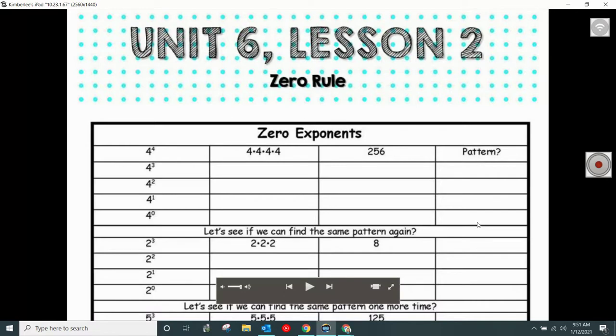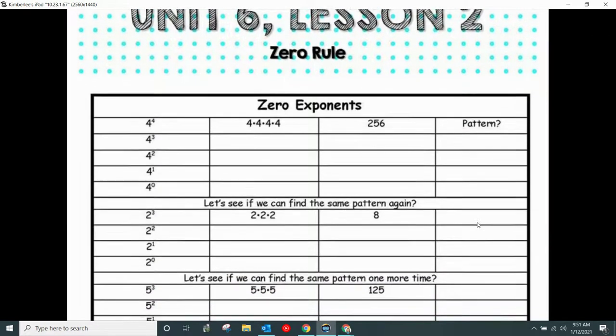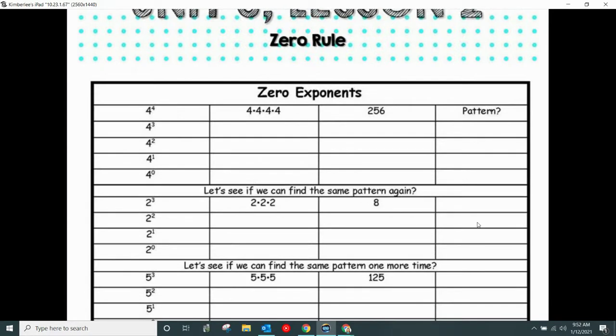Okay. So let's look at the patterns. So we know that we're going to fill in this table. So again, if you can't print this out, then just get a piece of paper and start writing this table down on the piece of paper. So we know that 4 to the 4th power means 4 times 4 times 4 times 4, which is 256. So let's fill it in. We know that 4 cubed then must be 4 times itself 3 times. Well, 4 times 4 is 16 times another 4 would give us 64. Well, then 4 squared must be 4 times 4, just 2 times. That's 16. And 4 to the 1 power, that must be 4. Well, that's just one 4, so it's going to be 4.